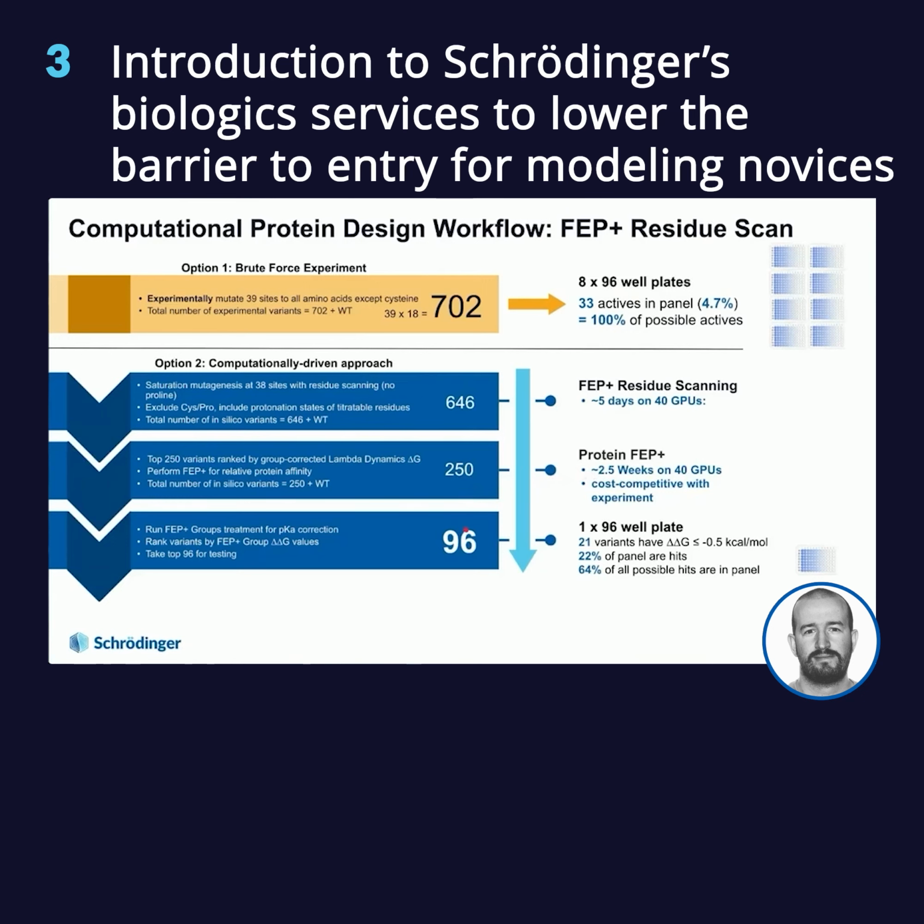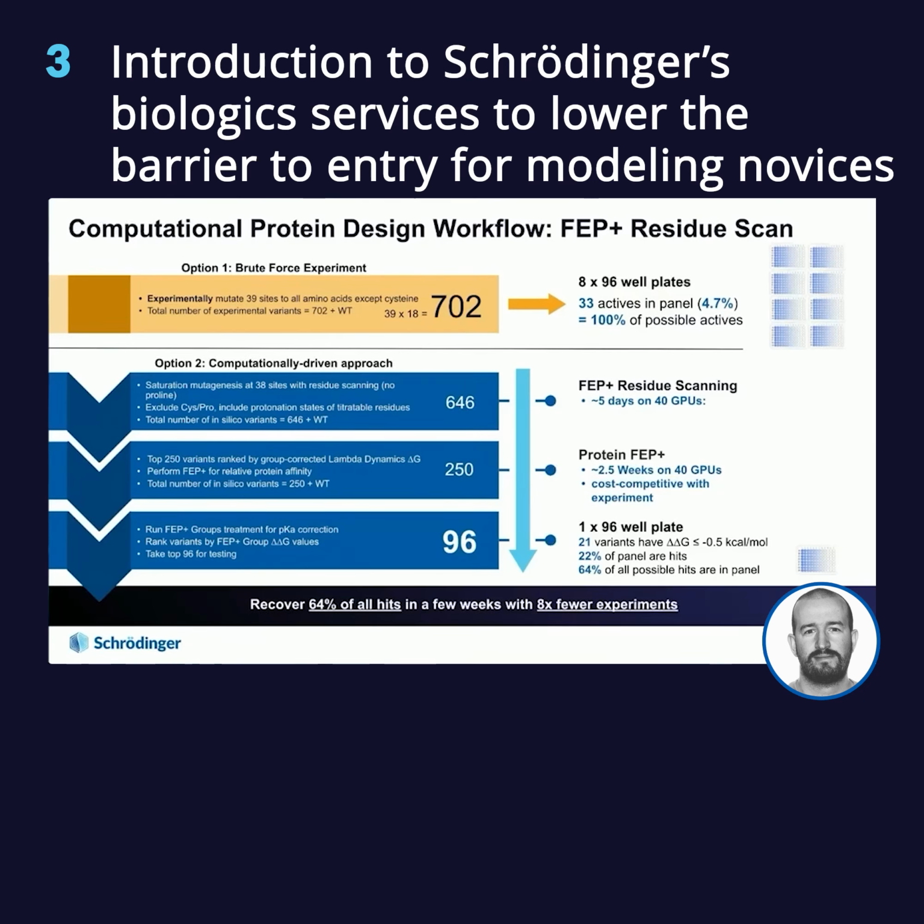Now, what happens if we don't take our 8 96-well plates, but rather take 1 96-well plate? What do we get value-wise there? 21 of those 33 mutations are within that panel. It means that instead of having a 4.7% chance of finding a good mutation, we now have a 22% chance, so almost 5 times better than what we had before. And 64% of all of the good mutations that are possible are within this panel. So we have enriched our experimental testing. We have a better chance of getting good results and good molecules. And in summary, we can get 64% of all of our active hits in a few weeks with 8 times fewer experiments.